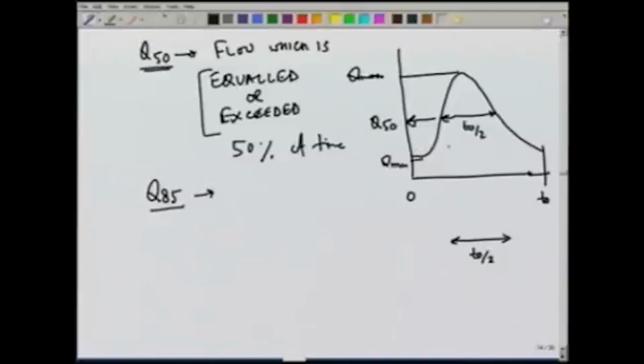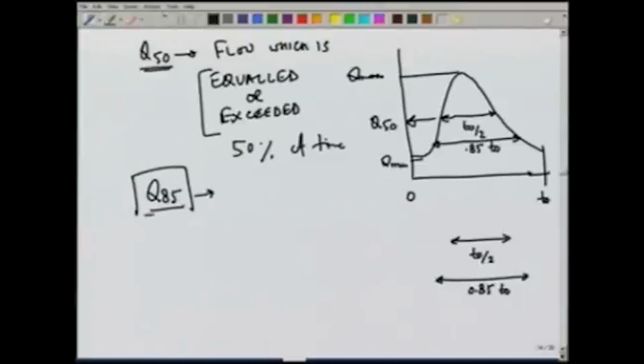So, if we draw this line here again, this will be 0.85 T 0, and again we fit that line which will be 0.85 T 0. So, this flow would be equaled or exceeded 85% of the time. So, this is an important parameter.